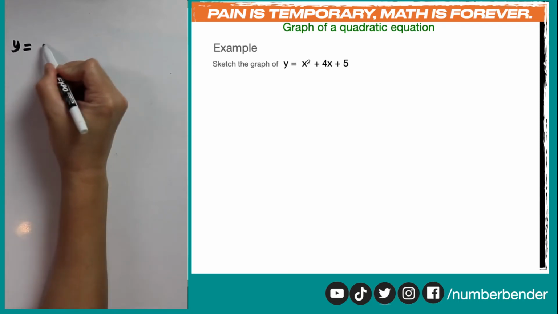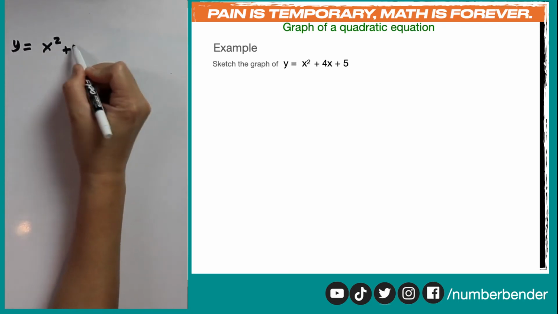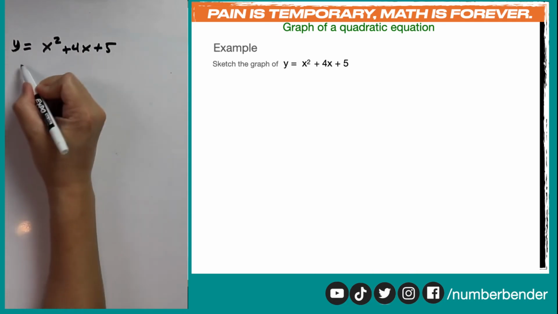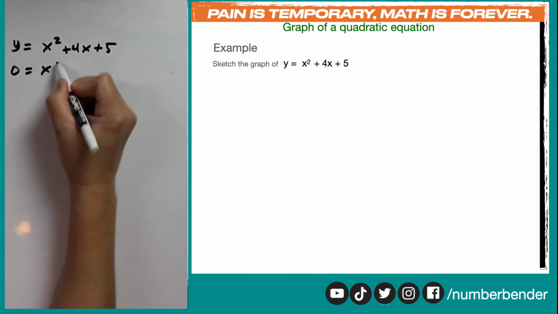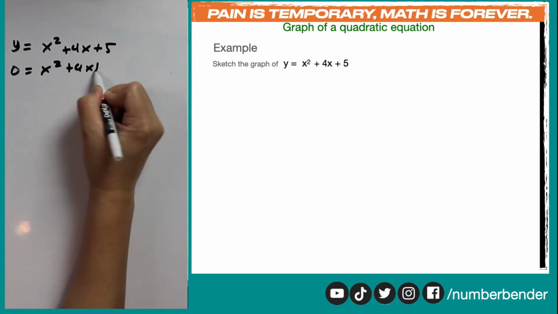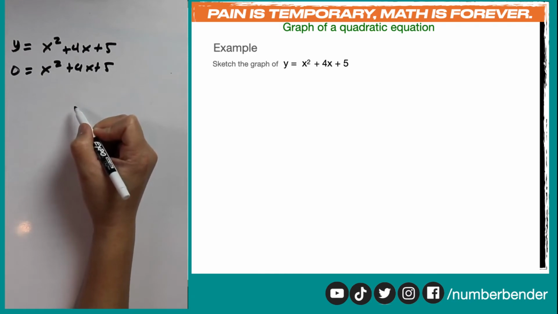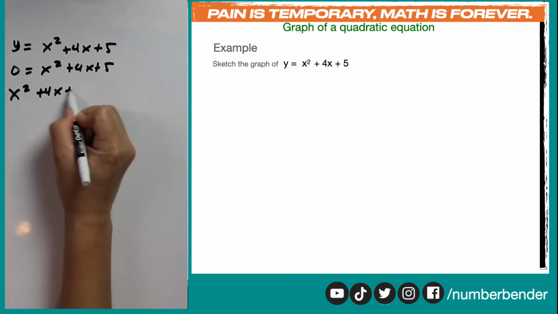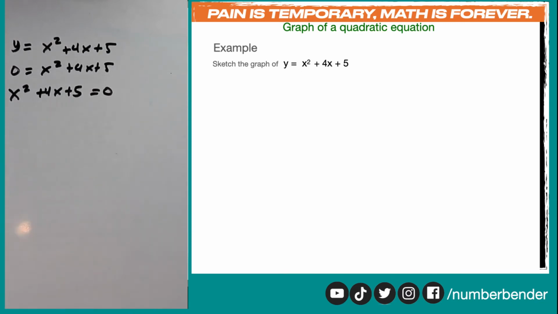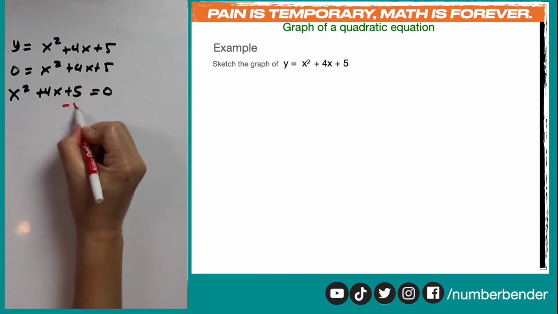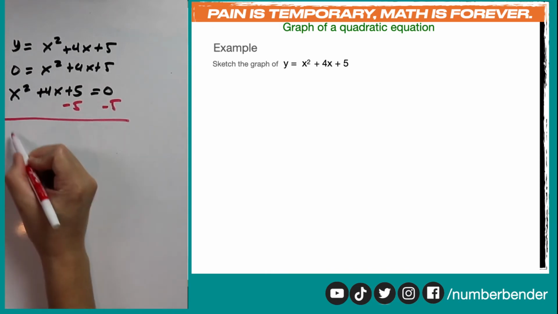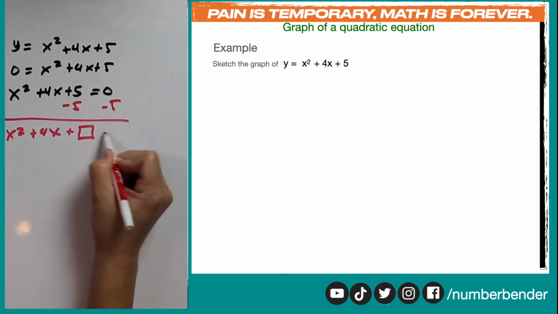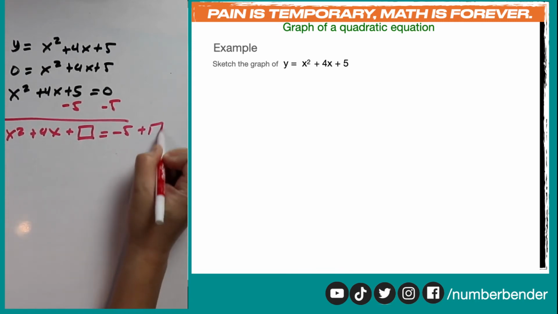So let's start our completing the square technique. We have y equals x squared plus 4x plus 5. So all we need to do is use the completing the square technique. Let's set it to 0 and start our method. x squared plus 4x plus 5 equals 0. So we are going to transfer our constant to the other side of the equation, so that we'll have x squared plus 4x plus a box equal to negative 5 plus a box.